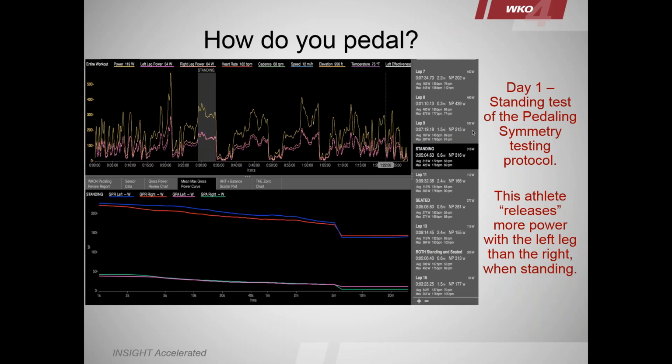Okay, so gross power released is all of that positive power going down to pedal and move the bicycle forward. Gross power absorbed is the stuff that's not really moving the bicycle forward, okay? So there's some negative forces that occur. So in this first standing interval here, you can see that the blue line is clearly above the red line. This athlete releases more power on the left leg when they're standing. Okay, so they're absorbing about the same amount. The absorption rates here are almost identical, so I'm not going to worry about that too much there. But again, this is day one. We're just doing it. Okay, next slide.